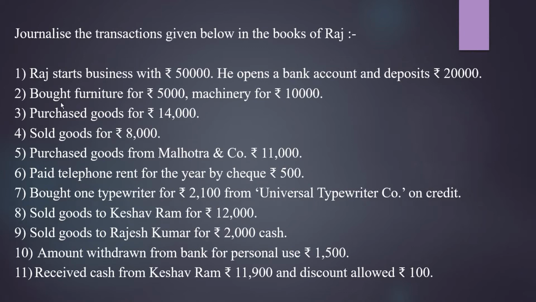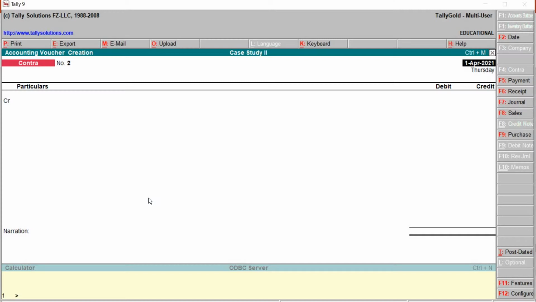Now the second transaction, bought furniture for rupees 5,000, machinery for rupees 10,000. This is in the form of cash. For that sake, this has to be recorded under the payment voucher. Okay. Let's see this particular recording in Tally. Select for payment voucher and the shortcut key is function key F5. Just click on this one.